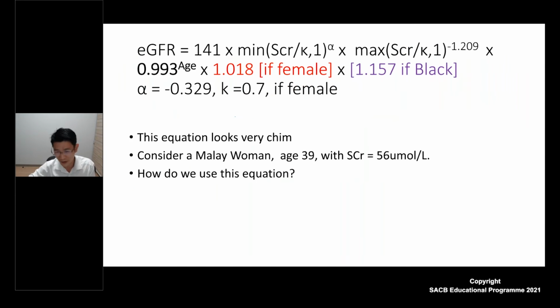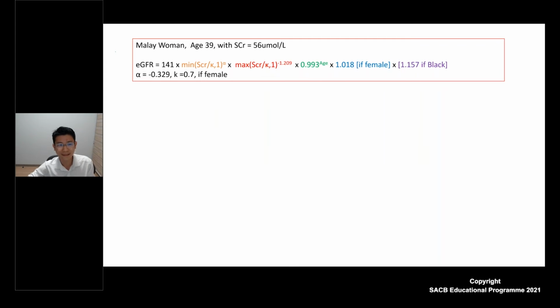This equation looks very complicated. So consider a Malay woman. It doesn't have to be Malay. It can be Chinese, Indian, Filipino, Burmese, Korean, Japanese, Caucasian, Russian. As long as it's non-black, the formula is actually the same. So how do we calculate this?